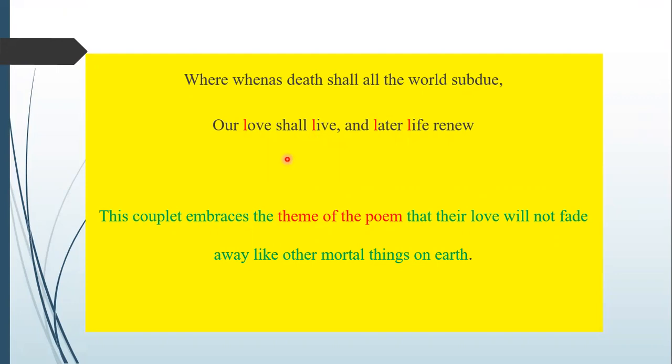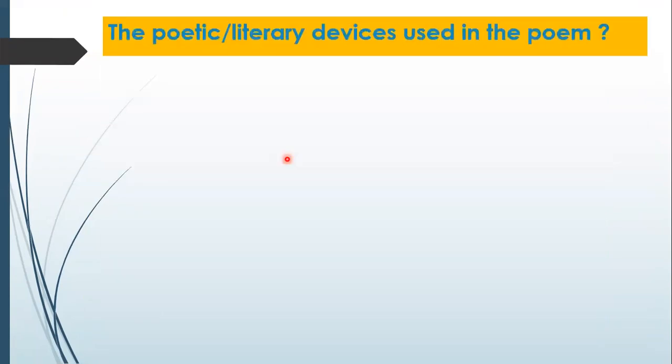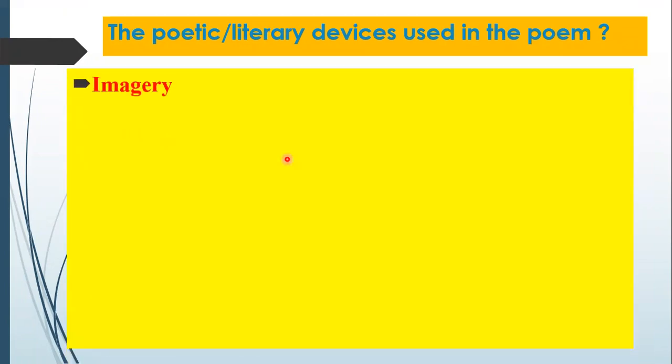This couplet, the final couplet, embraces the theme of the poem. يحتوي على ثيمة القصيدة. الثيمة الرئيسية للقصيدة موجودة في هذين البيتين الأخيرين اللي هم الكابلت. That their love will not fade, unlike other mortal things. حبهم ما راح ينتهي مثل الأشياء الفانية. This is the general explanation of the poem. So let us discuss the poetic and literary devices used by the poet in the poem. First, imagery.